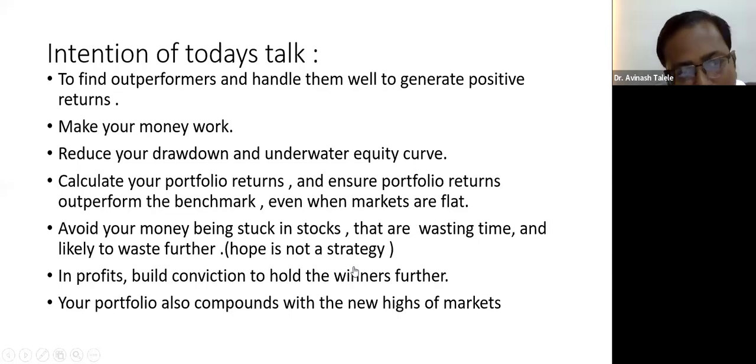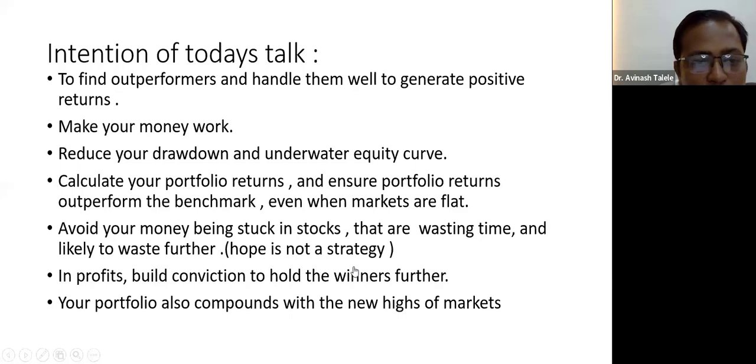You'll be able to calculate your portfolio returns and ensure portfolio returns outperform the benchmark, even when the markets are flat. Yes, outperforming the benchmark. By benchmark here, I am implying Nifty 50. The reason we are doing active investment is we want to beat the benchmark. If we are not able to beat the benchmark, there is no meaning in doing active interventions in the market. You can simply invest in the index fund, and that should be it.